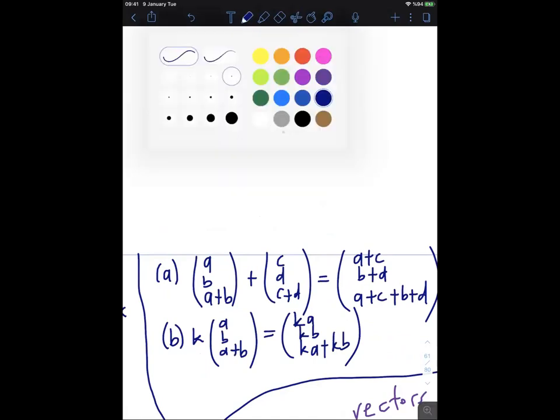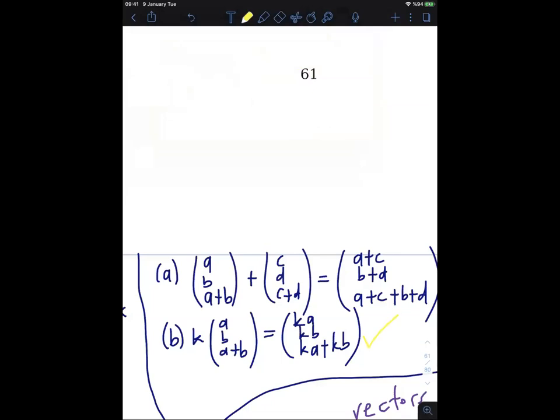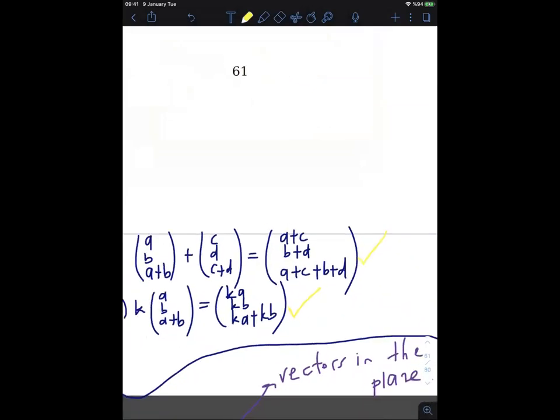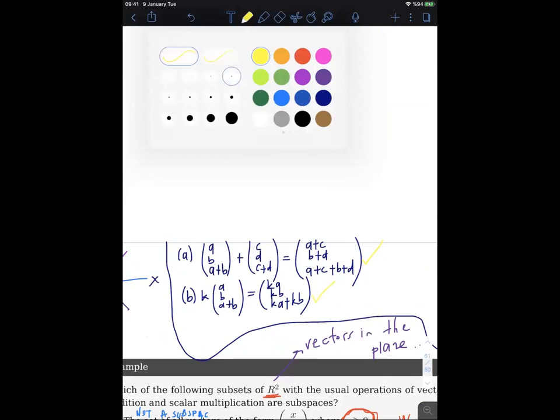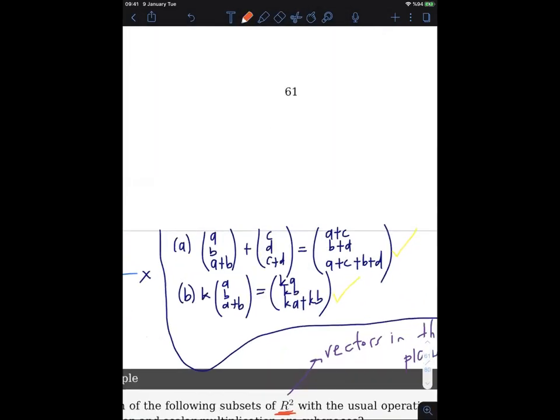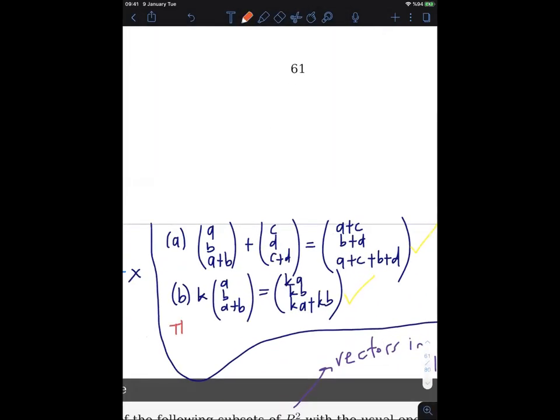Yes. So you see that this is correct. So this also holds. So both properties hold. So yes, the answer is this is a subspace. So remember, the only thing we have to check is these two conditions.